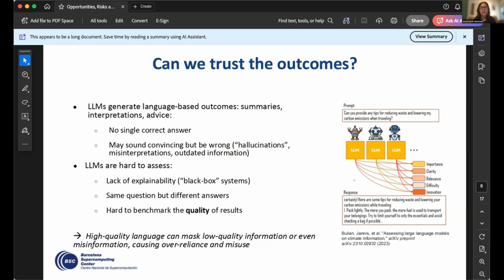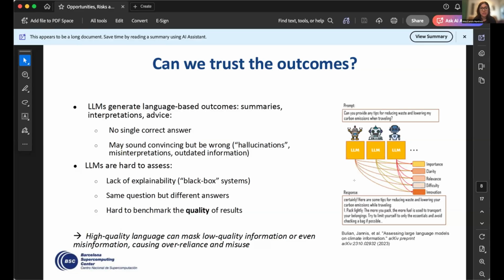Also, we find that there are many answers that sound convincing, so they seem to be right, but in reality, they are wrong. And this is due to hallucinations, maybe misinterpretation of the data that they are using, or even that they are using outdated information, because we know that LLMs, in the end, have these data sets. And if we are asking for something that is not there, the answer will not be, I don't know. It will just generate an answer with the data that they have, even if it's outdated. And in the end, this will give incorrect information.